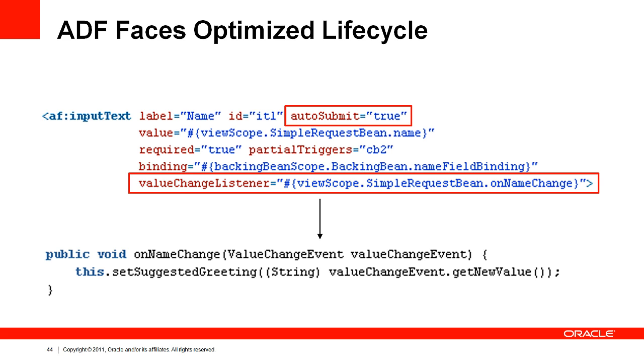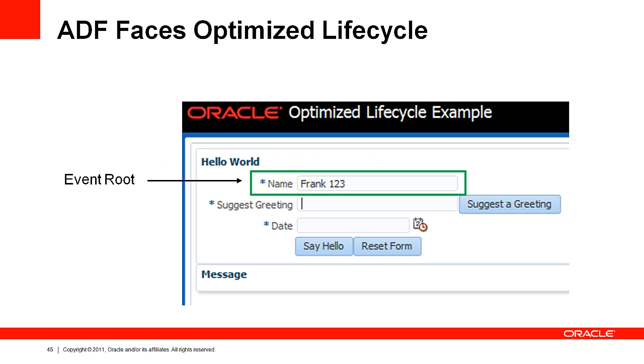So here's the example. I put in Frank123, and when I step out, there's no validation error happening, as expected, but also the suggest greeting field is not updated. And the reason is that it's not part of the event boundary, which I identified with this green rectangle here.